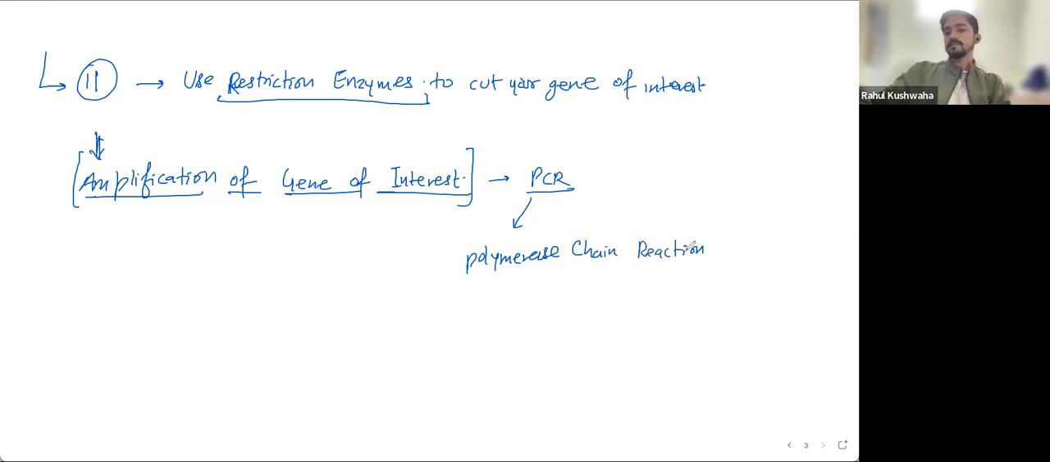Now there are three terms, and it's simple. Polymerase is used because we use a DNA polymerase. Chain reaction is because it's cyclic. We are doing the same thing over and over again, multiplying that fragment of DNA of our interest. Now, in PCR, there are three components about which I would like you to go and read.